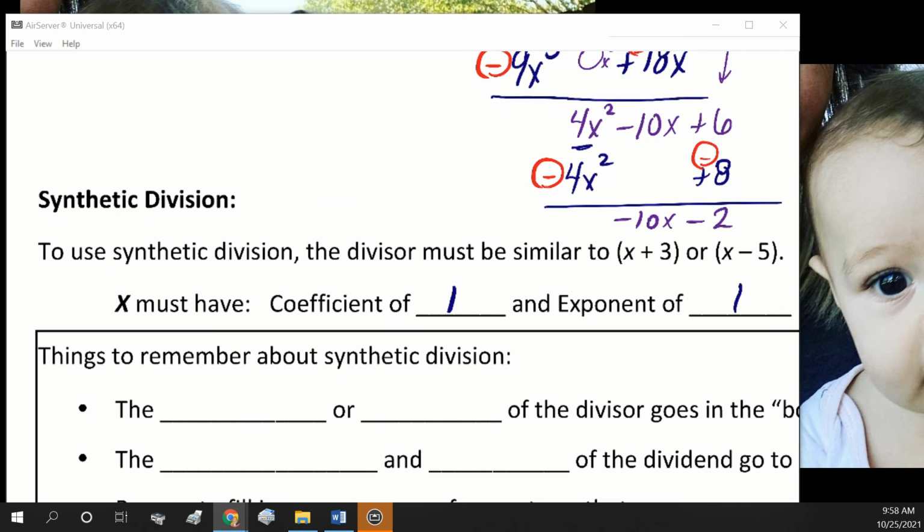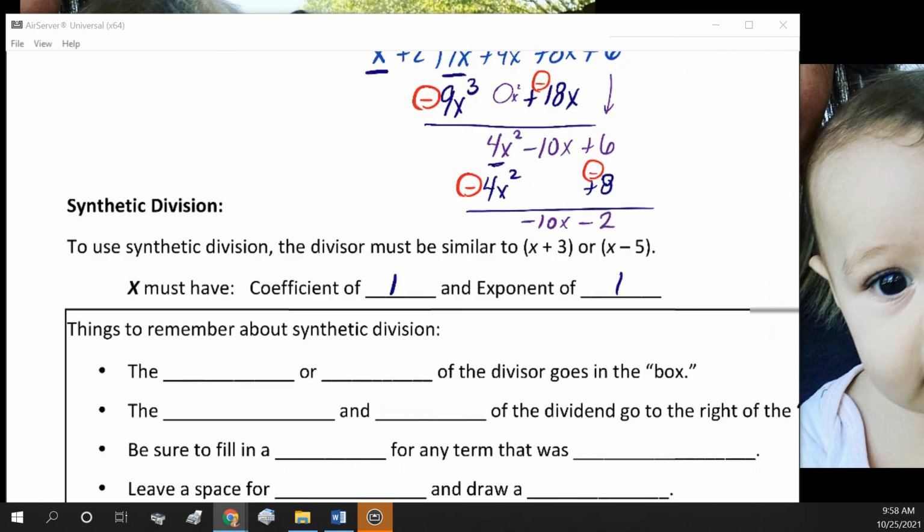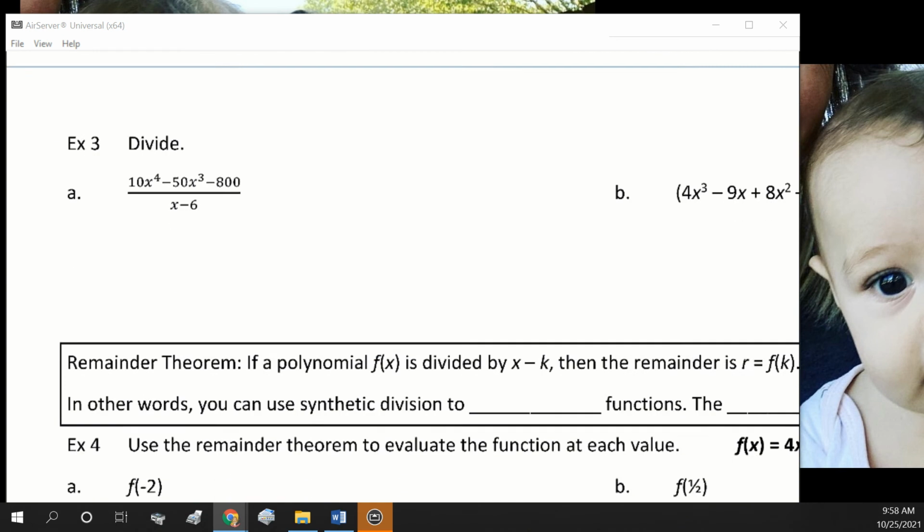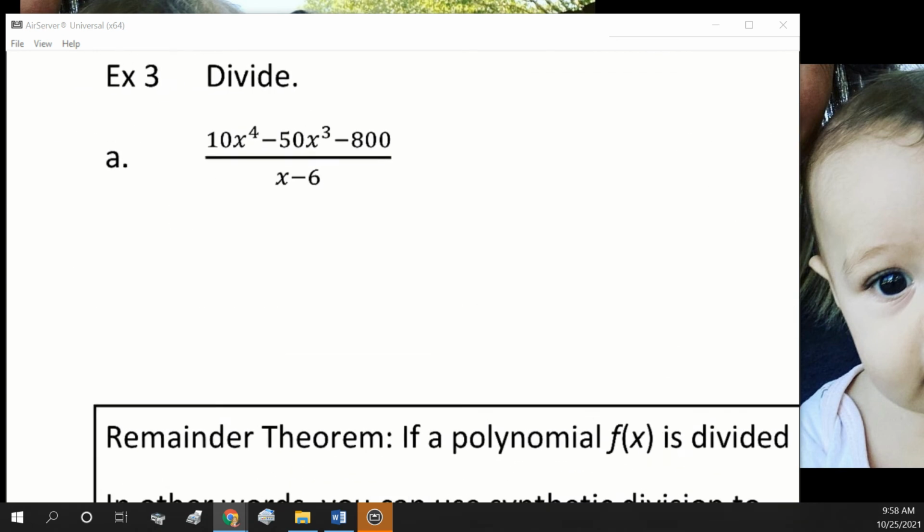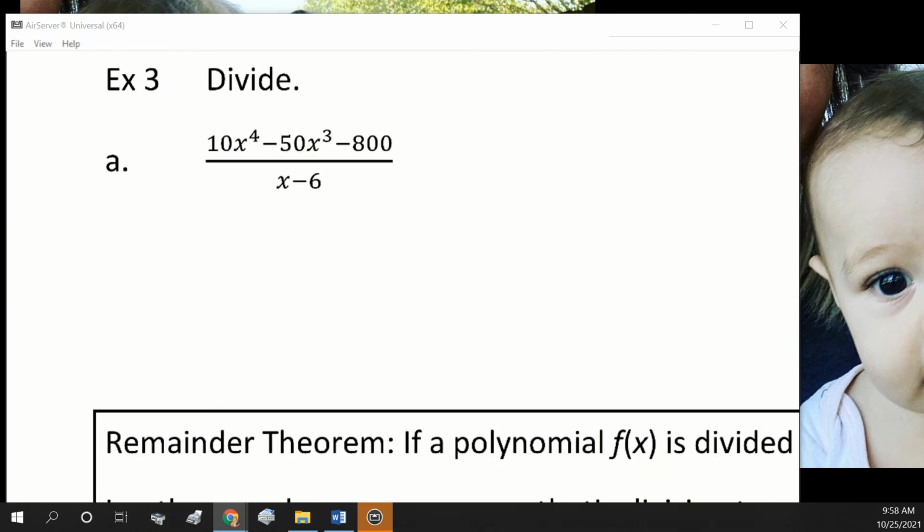So now we're going to do the problem, and I'll say all these things, and we'll go back and fill in the blanks because I don't want y'all flipping over your page over and over and over again. And maybe you'll remember it. Okay, so here we go. On example 3, I'm dividing by x minus 6. So I can do synthetic division because the coefficient of x is 1 and there's not a power.